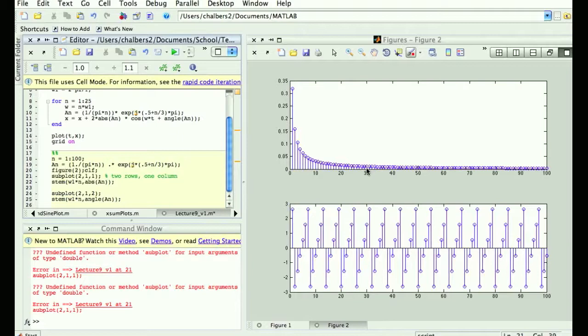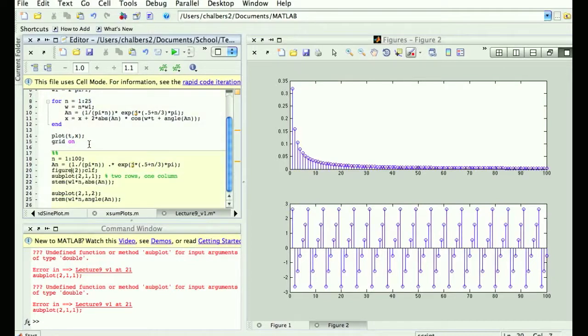Yeah? The percentage sign is applied to comment the first. Oh, the percent sign? Yeah. So percent is a comment. Double percent does this cool trick where it takes your file and it breaks it into what MATLAB calls cells. So it basically says this is a cell and this is a cell.